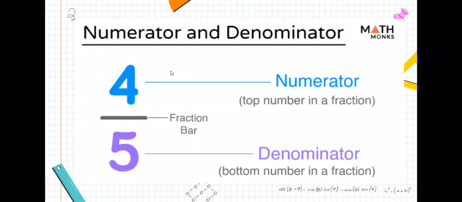Numerator and denominator. The top number of the fraction is called the numerator and the bottom number in the fraction is called the denominator. And the line between them is called the fraction bar.